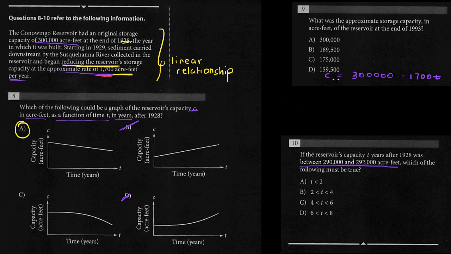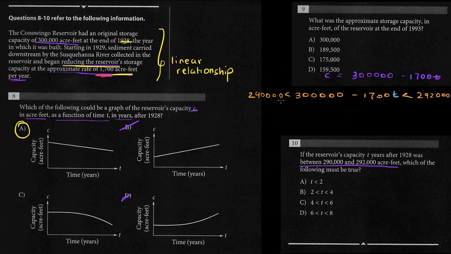Well, I'm going to use this linear equation right here and convert it to an inequality in which it should be between 290,000 and 292,000. And so if I rewrite that, it's going to be 300,000 minus 1,700 T less than 292,000 and more than 290,000, right? And so now we just have to solve for T.